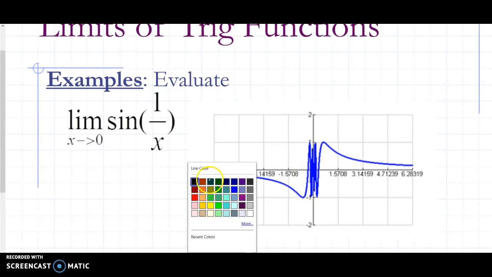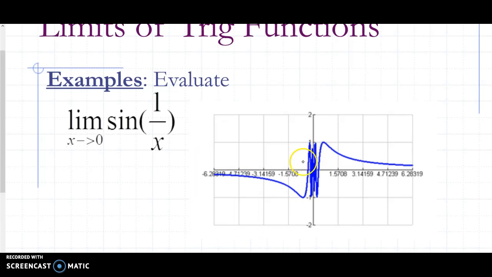So because of that reason, because it's oscillating here, this limit does not exist. Okay? From the left and from the right, as we approach 0, it oscillates between -1 and 1. There's no finite limit.